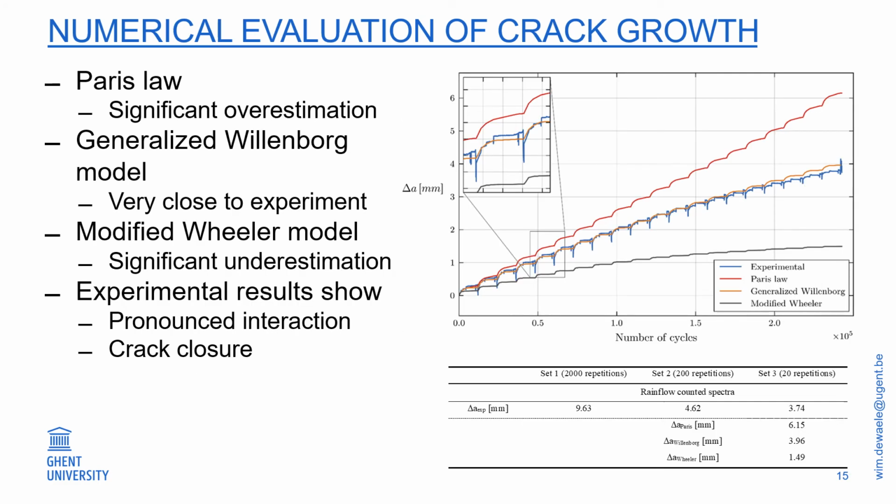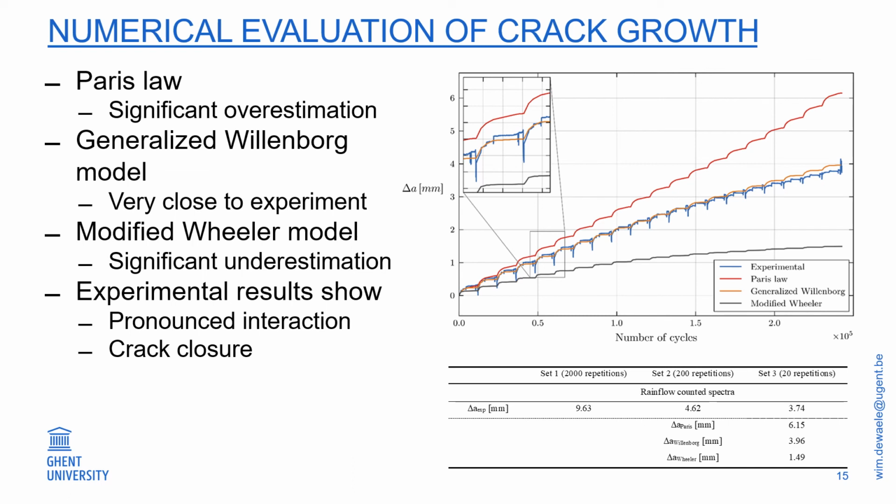So here's some results. You see the experimental values in blue. You see the Paris law-based predictions in red, a very large overestimation of final crack length because it does not allow to take into account any crack growth retardation. In orange, the results from the Willenborg model, and in black, the results of the Wheeler model. You see that the Willenborg model is very well predicting the experimental values.